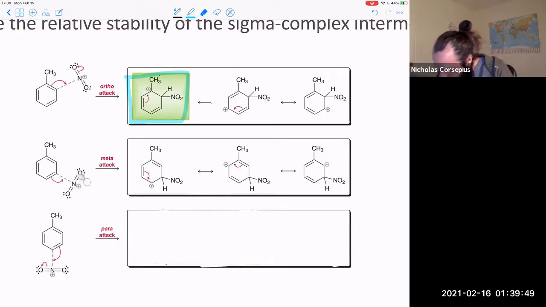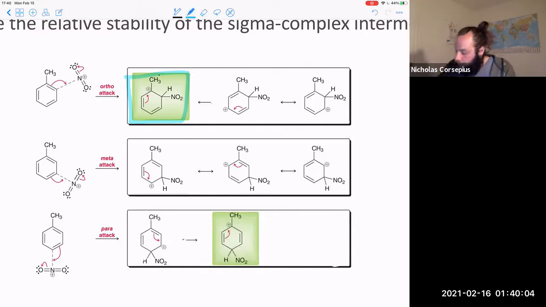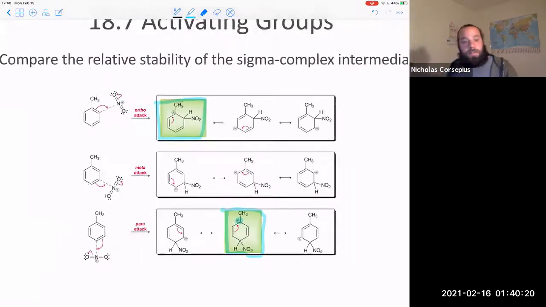I should have drawn my arrows better so that nitrogen doesn't have too many bonds. My para position, I can again start with my sigma complexes. Notice that in my second jump here, I again have this nice super stable intermediate where that positive charge is located at the base of that methyl group, being stabilized by hyperconjugation. So in the case of the ortho attack, I have a particularly stable intermediate. In the case of the para attack, I have a particularly stable intermediate. I don't have such a thing in the case of the meta attack. So that's why the ortho-para positions are preferred.